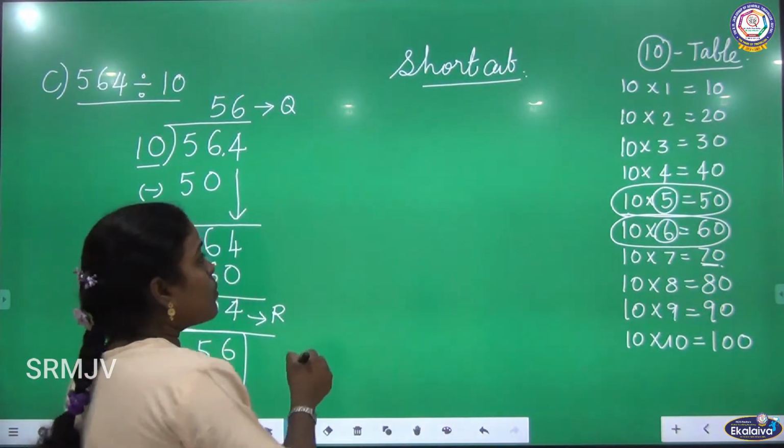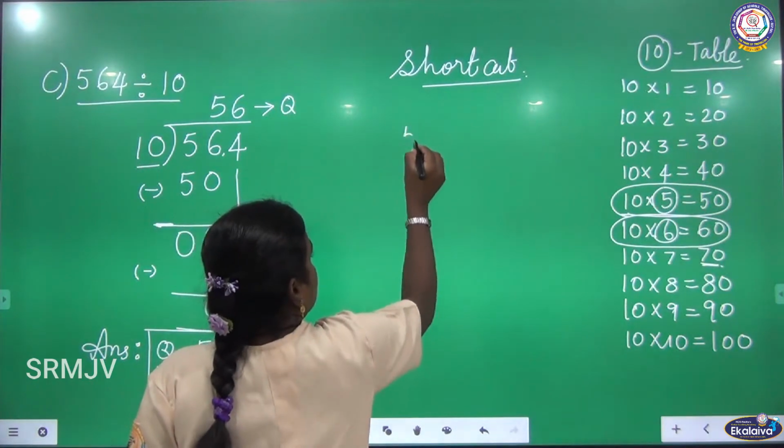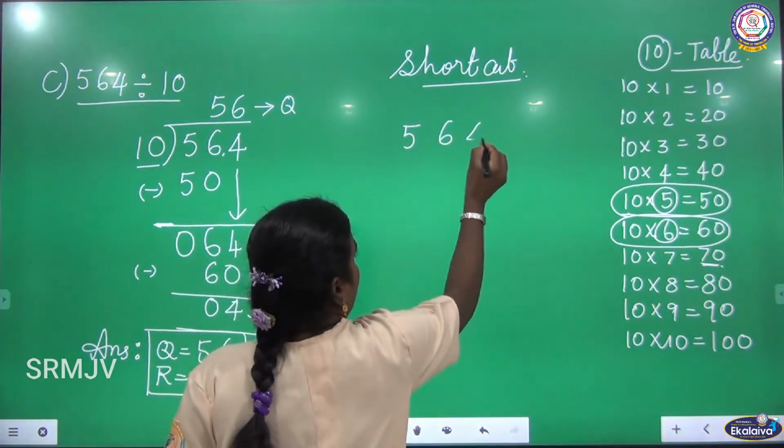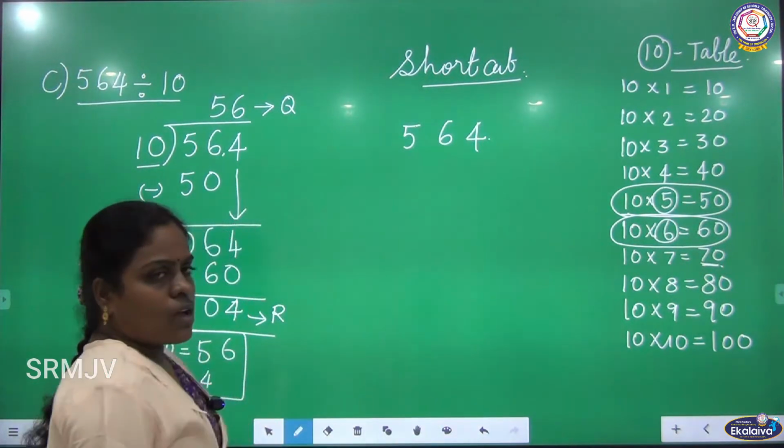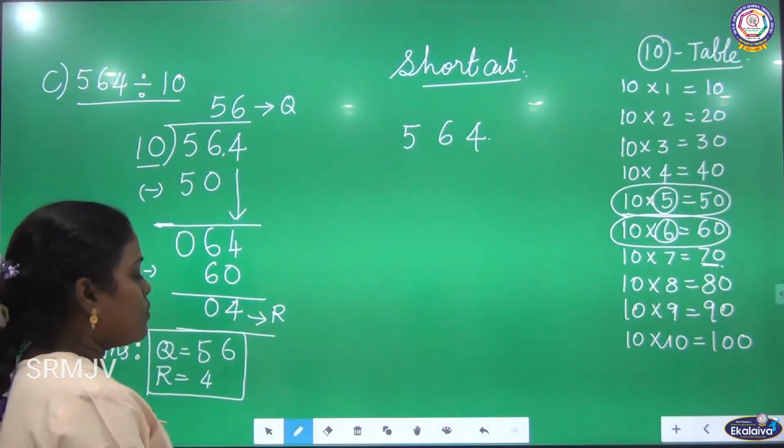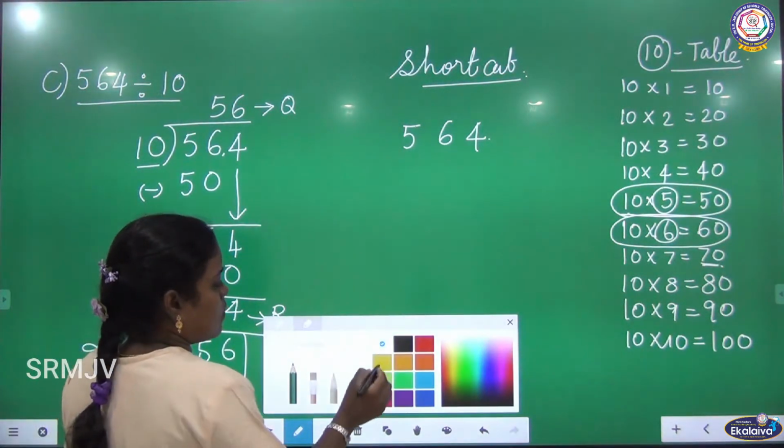Write down the given number. The given number is 564. As I told you, write down the place values now.